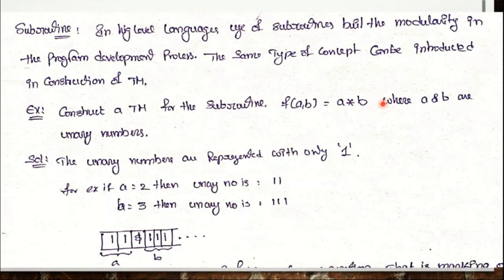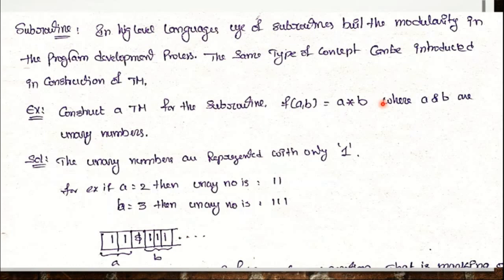We already know what is meant by unary numbers. That particular language allows any string over the alphabet 1 only. A unary number is formed with a single symbol, that is 1 only. So 1 is nothing but 1, 2 is nothing but 2 ones, 3 is nothing but 3 ones, 5 is nothing but 5 ones, 20 is nothing but 20 ones. In this manner we can represent unary numbers.